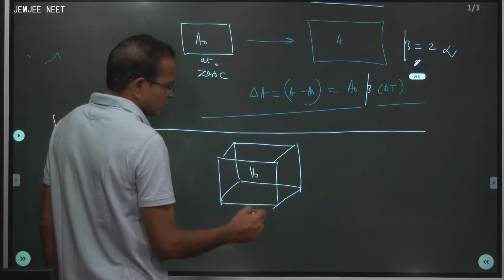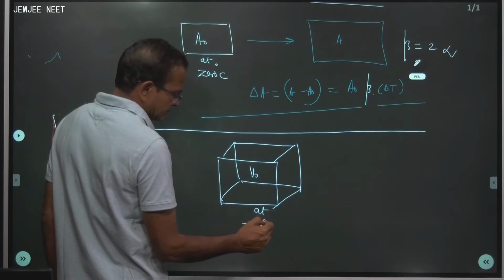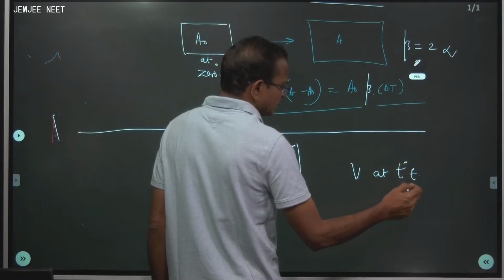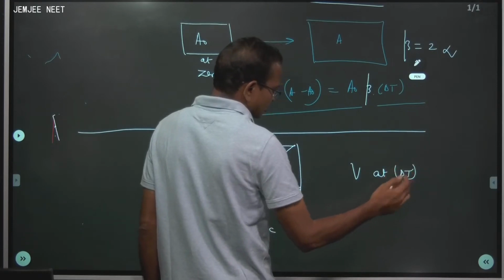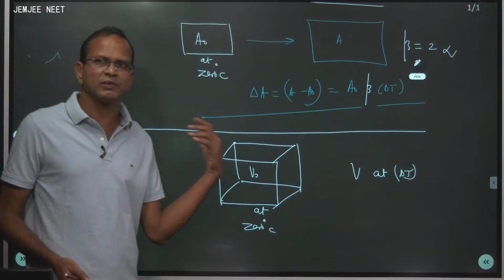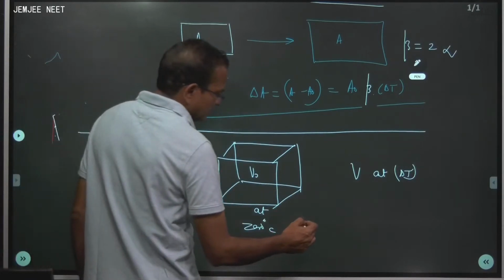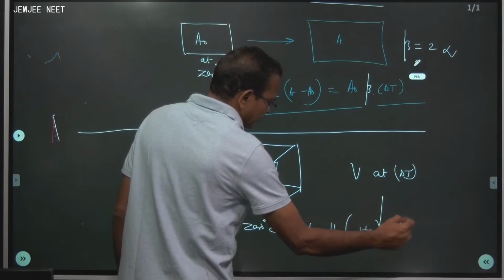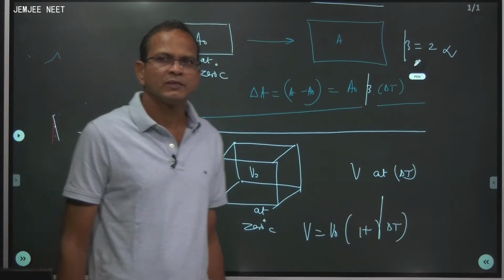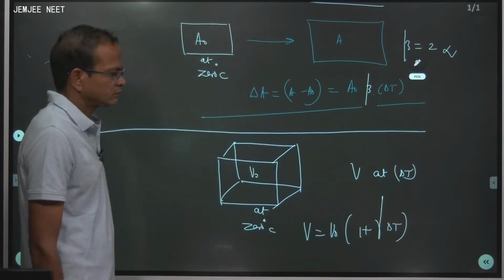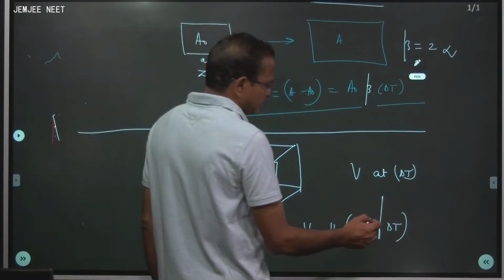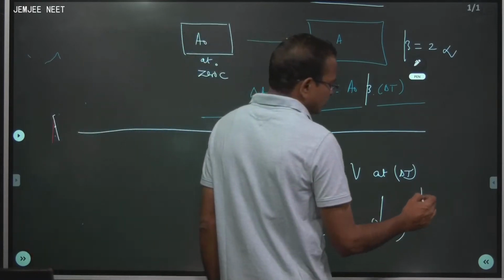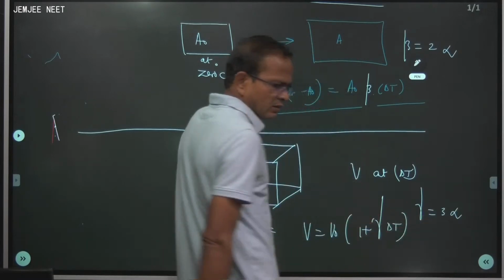If its volume is V naught at 0 degree Celsius, and V at T degree Celsius, where delta T is the rise in temperature, maybe 50 degrees rise in temperature, then V is equal to V naught into 1 plus gamma delta T, where gamma is the temperature coefficient of volume expansion of the solid, and we have proved that gamma is 3 times alpha.